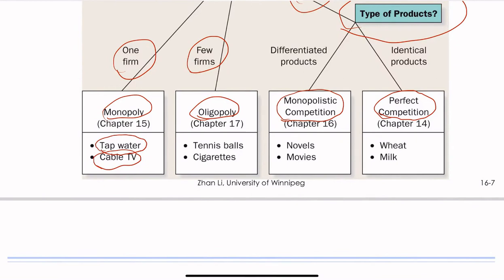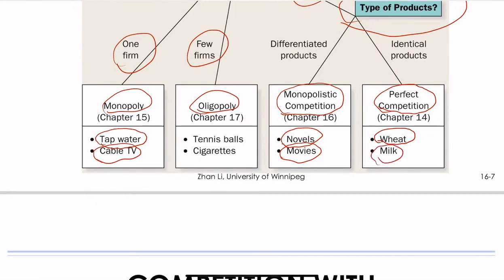And then monopolistic competition, right? Novels. So you can see that again, we have some sort of product differentiation. And then movies, again, similar to novels, right? We have different types of movies with different actors. So obviously, different movies are definitely different. So we have product differentiation. And then for agricultural product, they can roughly be considered as identical products because really for wheat, for milk, you really cannot spot major differences.